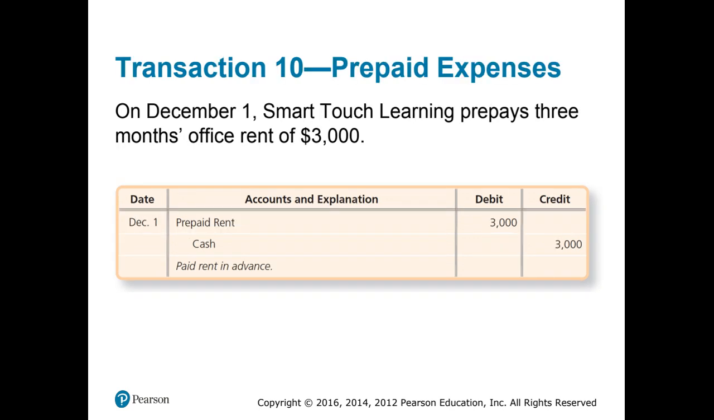On December 1st, we prepaid 3 months of office rent for $3,000. So we're going to debit our prepaid rent for $3,000. We're going to credit cash for $3,000, and our note is that we paid rent in advance.